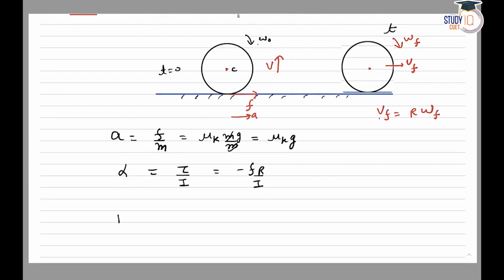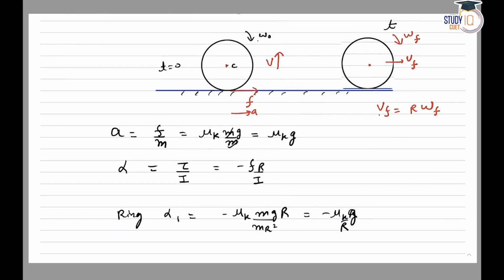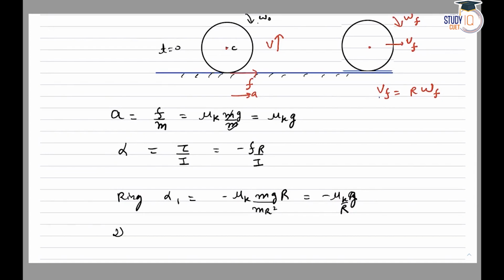So in case of the ring, alpha 1 is equal to the frictional force, mu k mg, into the radius of the ring, upon the moment of inertia of the ring, which is m into r square. So the alpha of the ring comes out to be minus mu k into g divided by r. Similarly for the disk, alpha 2 is equal to minus mu k into mg into r divided by I. The moment of inertia for a solid disk is mr square by 2. So the value of alpha 2 comes out to be minus 2 mu k into g divided by r.